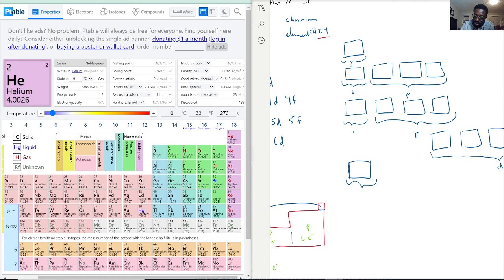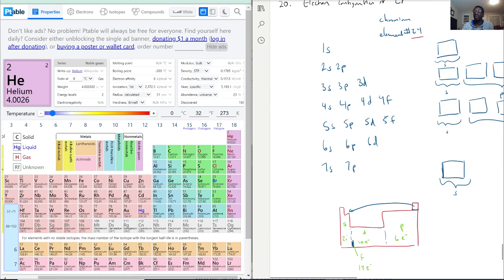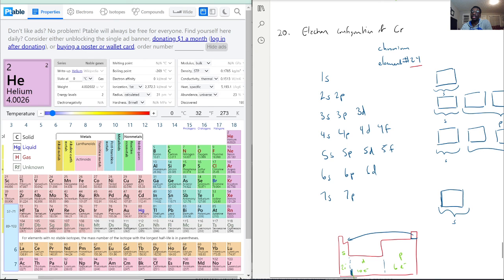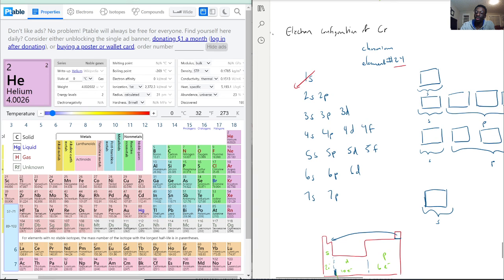All right. So we're going to first focus on this side here. So chromium, element number 24. We're now going to just, in a sense, count through. As I said, hydrogen and helium are your 1s. So we cross that. So right now for chromium, we have 1s2, hydrogen, helium.